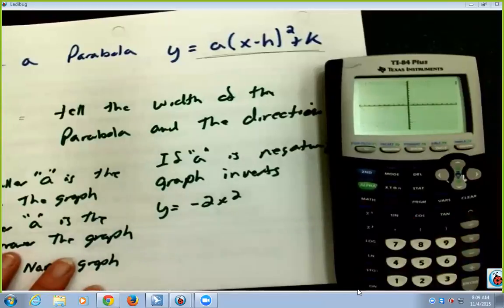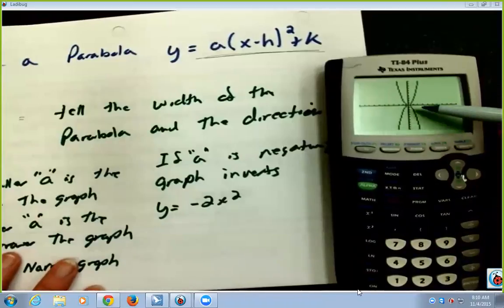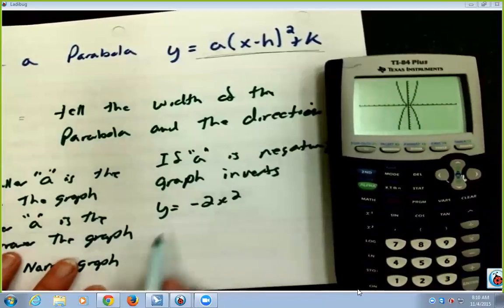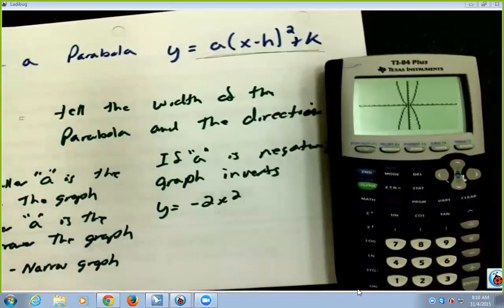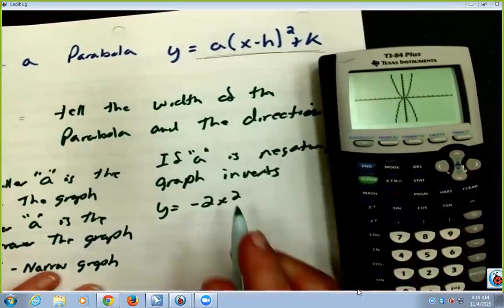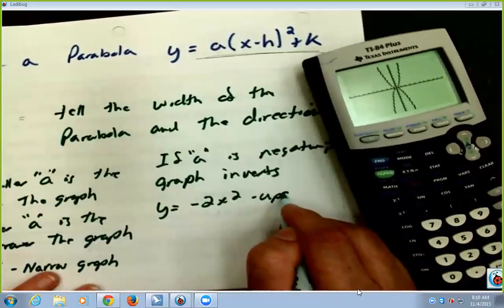And if I hit graph, I have the first one, which was a positive 2, and I have the second one, which is a negative 2. So notice it flipped that graph upside down. So anytime A is negative, you're going to flip your graph. So it's going to go upside down. So this one is upside down.